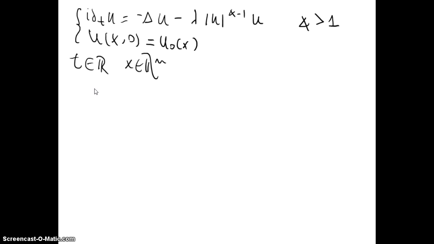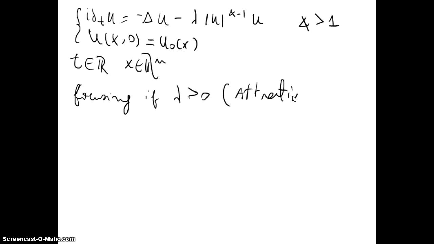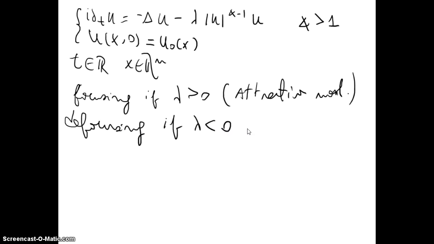We shall say that the equation is focusing if lambda is greater than 0. This is an attractive nonlinearity, and defocusing if lambda less than 0. This is a repulsive nonlinearity.